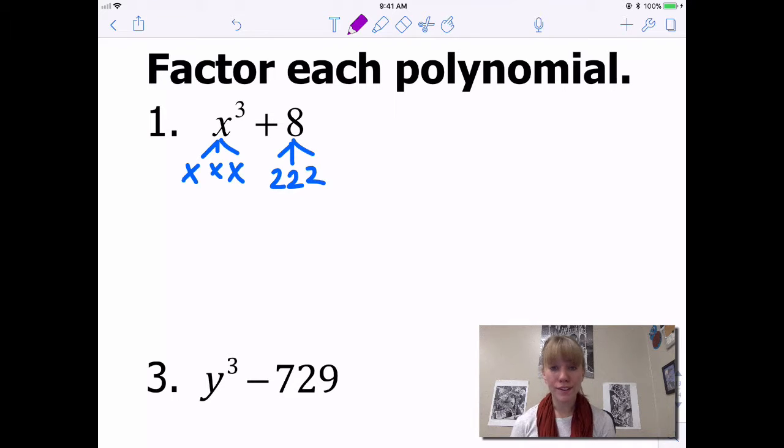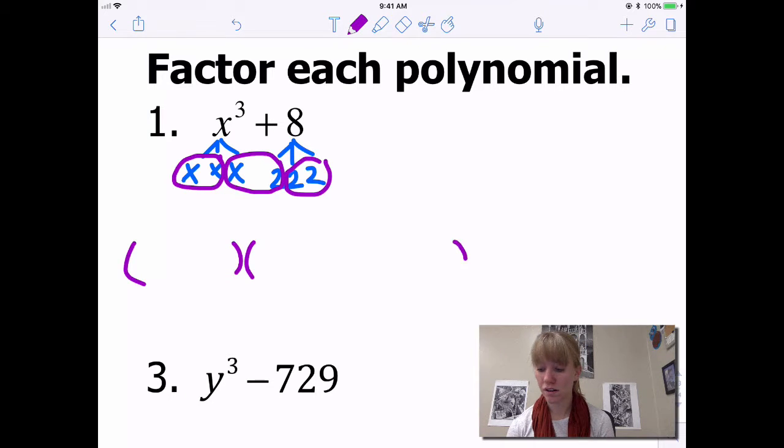Okay. What I want you to do at this point is circle 3 sets of pairs. We're going to do that every single time. And then I'm going to have 2 parentheses. In the first parenthesis, I'm just going to write the 2 things that are cubed. So in this case, the x was cubed, and there was a 2 that was cubed. In my second set of parentheses, I'm going to multiply what is in those pairs. So x times x is x squared. x times 2 is 2x, and 2 times 2 is 4.